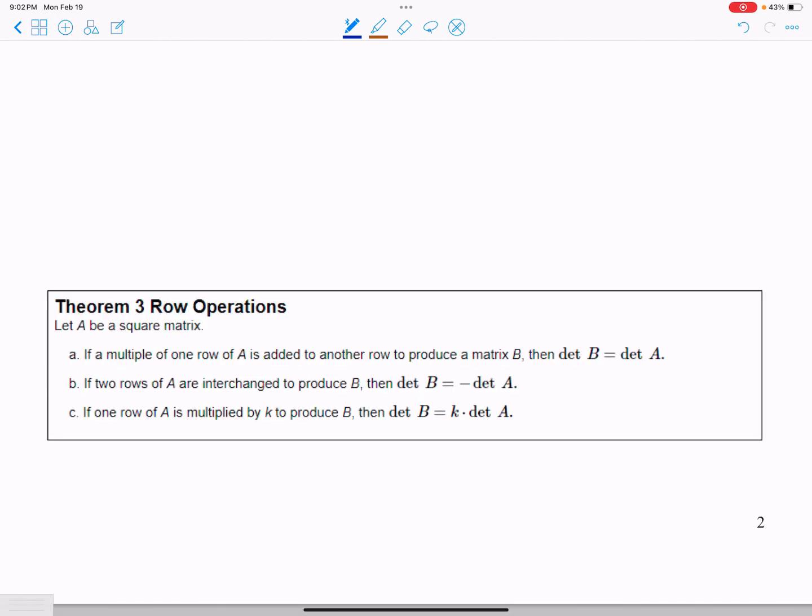The next part of this lesson will be more on how row operations affect the determinant. So we have 3 different types of row operations, and here's how it affects the determinant. If a multiple of one row is added to another row to produce matrix B, then the determinant of A and B are the same. If 2 rows of A are interchanged, so if you swap rows, then the determinant is affected by a negative sign. And then if one row is multiplied by some constant, then the determinant is also multiplied by that constant.